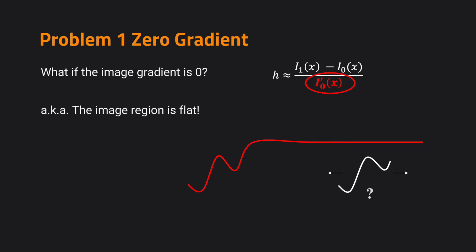However, there are a couple of problems with this elegant solution. The first thing is, what if the image gradient is 0? It will lead to a divide-by-zero error when calculating h. And when the gradient is 0, it means that the image region is flat. It's very easy to understand from a one-dimensional curve. It basically says that you are in a flat region on this curve, and you do not know where you can match to. It also means that there are potentially multiple solutions when you try to match this flat region.